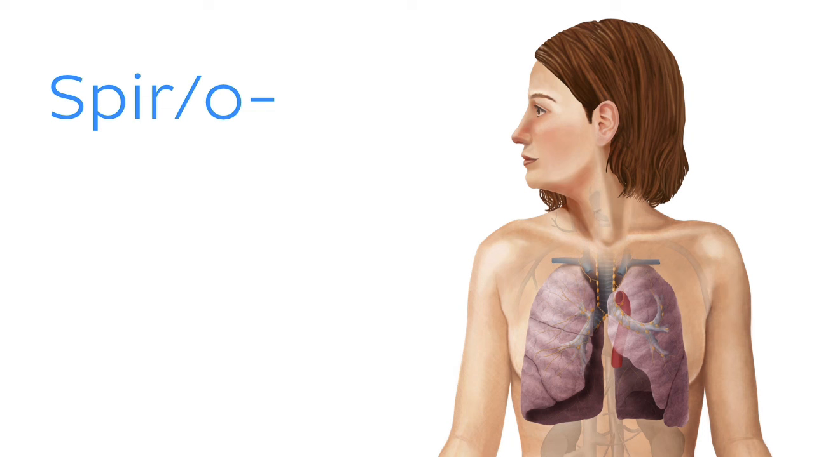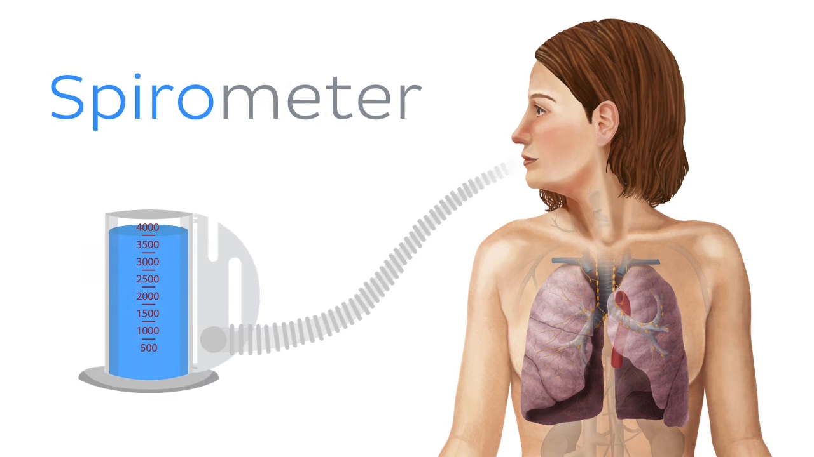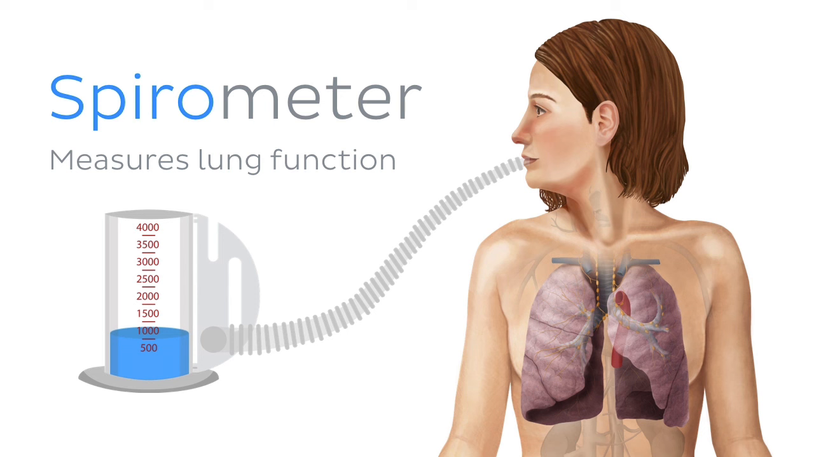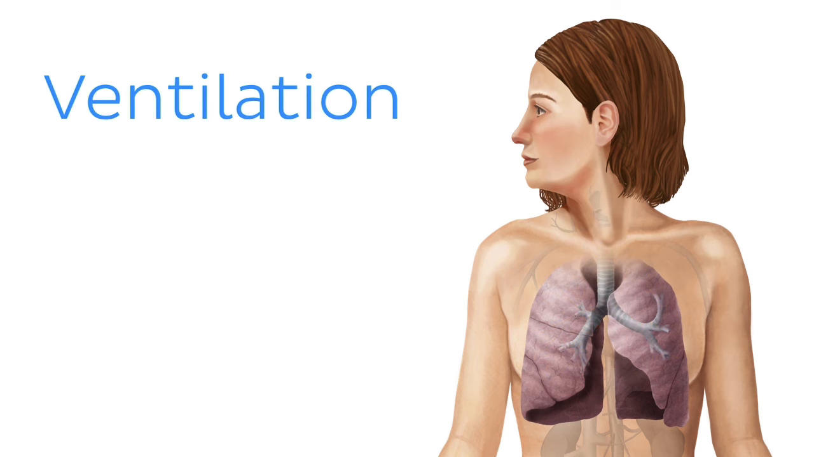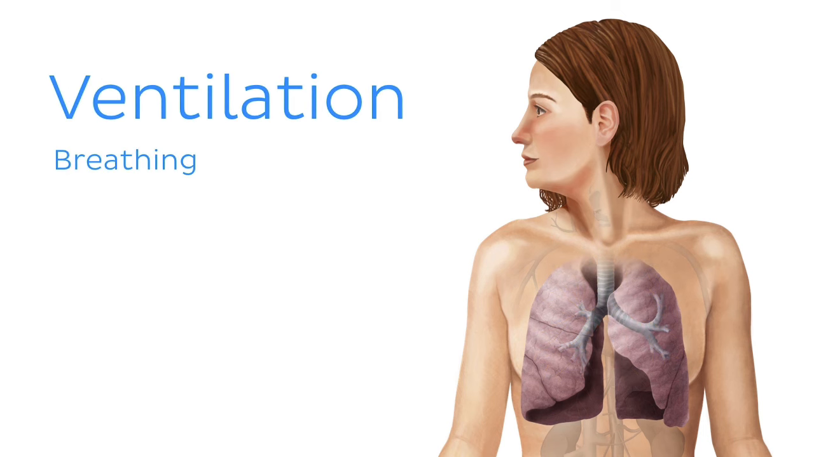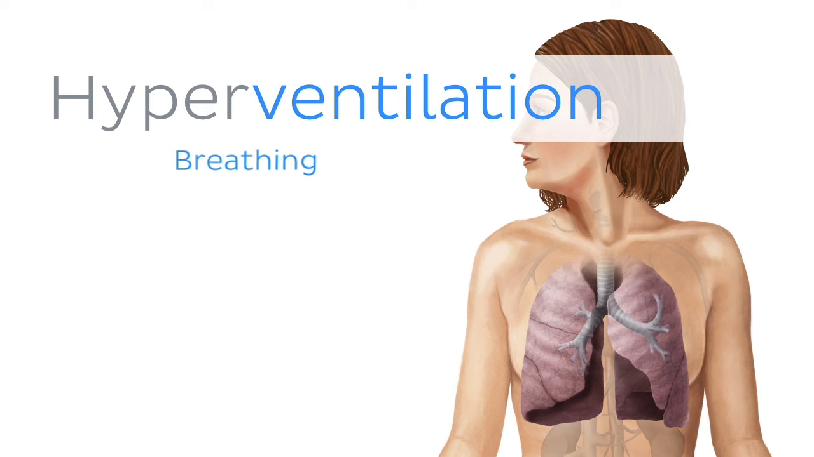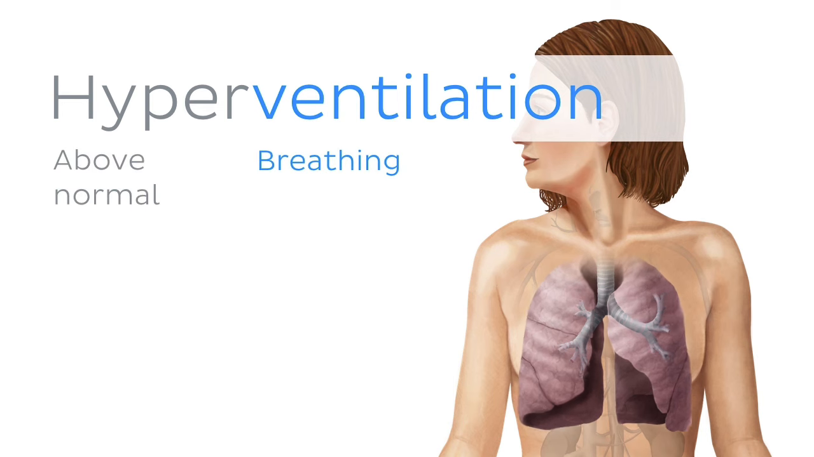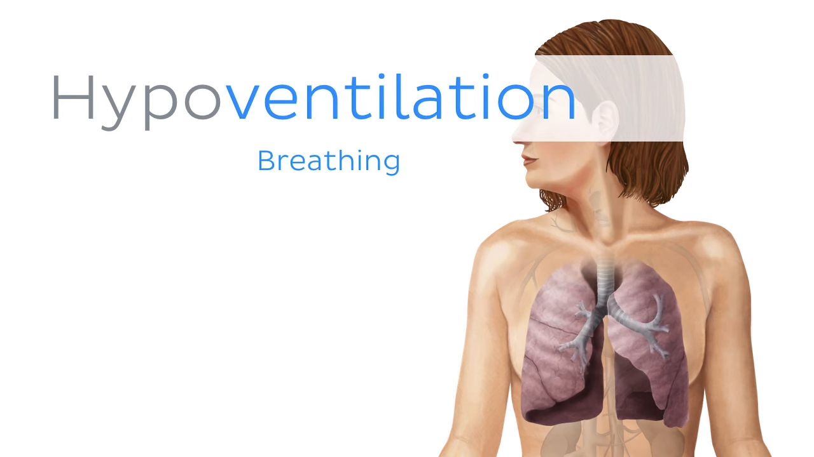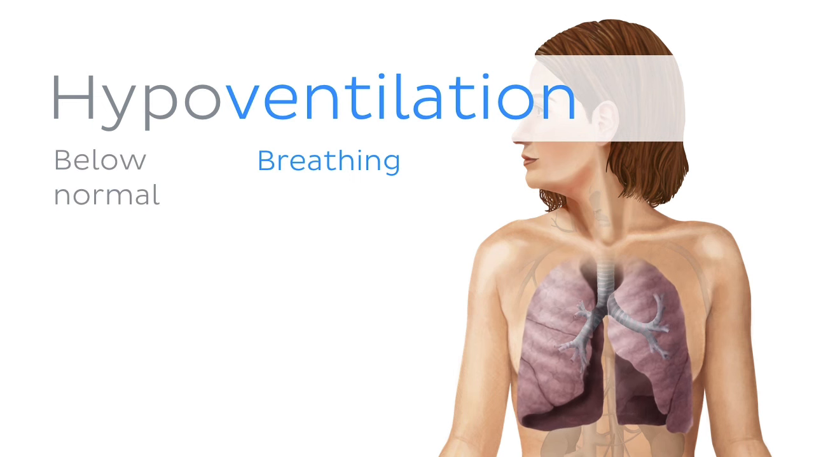You'll also see the root spire or spiro, with the O at the end, used in clinical practice in terms like spirometer, which is an instrument used to measure lung function by recording the amount of air inhaled and exhaled out of the lungs. Ventilation also refers to breathing. Perhaps the best known example of it is hyperventilation, abnormally fast and deep breathing. It, of course, has a counterpart, hypoventilation, which is slow, shallow breathing.